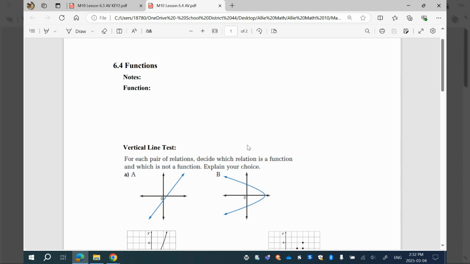Everybody. Here we are, 6.4 functions. So to start, what is a function? I will type it out.